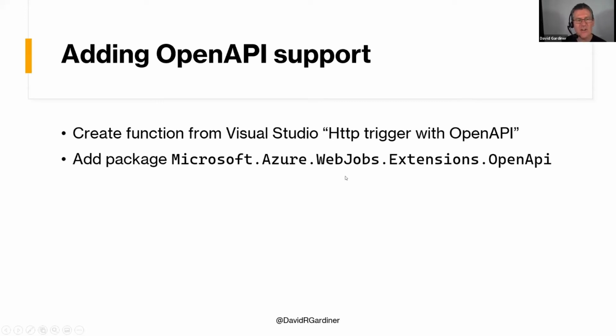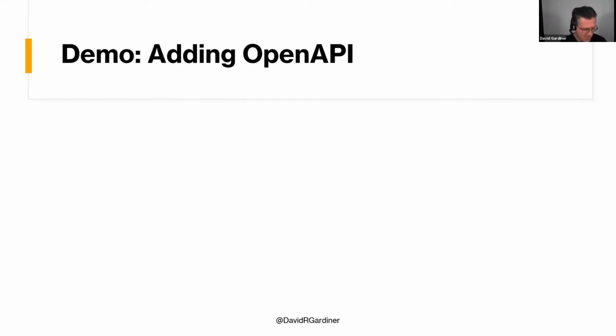But if we've already got an Azure Function project running, then we can add the Microsoft.Azure.WebJobs.Extensions.OpenApi NuGet package, and that will enable us to add OpenAPI or Swagger support to our Azure Function. So let's have a look at what that might look like.